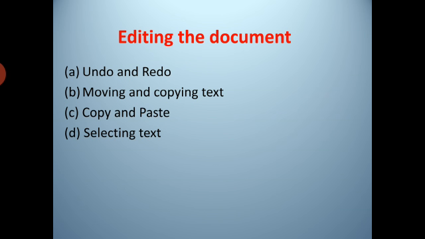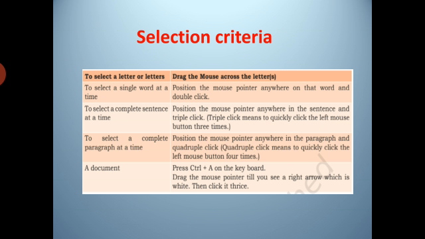Selecting text. Dear students, for editing the text, you must first select the required text. The editing can be done on the selected text. Now there are some selection tricks to speed up the selection process. They are: to select a letter or letters, drag the mouse across the letters. To select a single word at a time, position the mouse pointer anywhere on that word and double click on it.